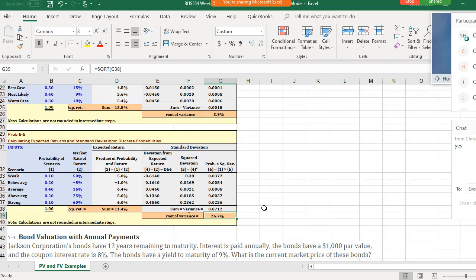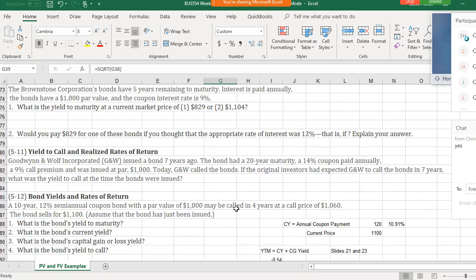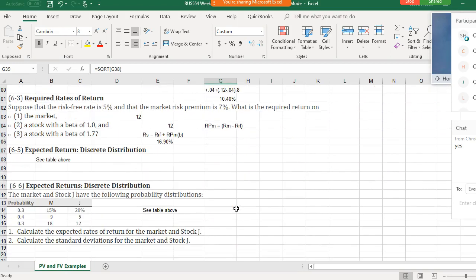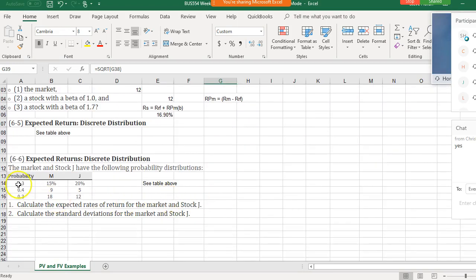I'm going to do question 6. And question 6 then, let me show that one to you. So question 6 is right here. And these are the numbers from the problem. And for this one, they want us to do probabilities for 2 different stocks. Or I should say just stock J and M for the market. So we want to run everything for 2 things: stock J and the market. And market here is the 15, 9, 18, and J is 20, 5, and 12.